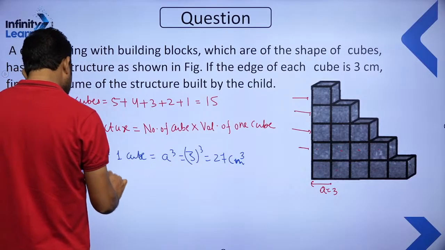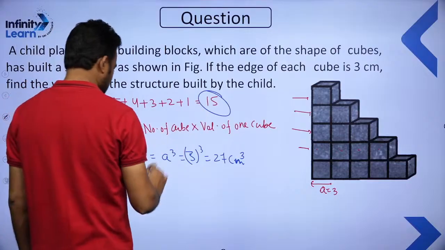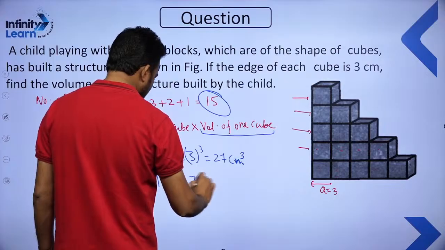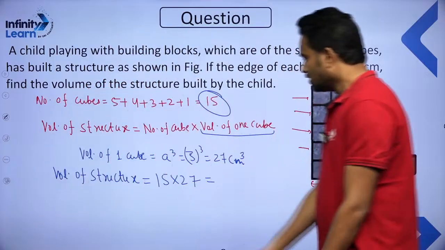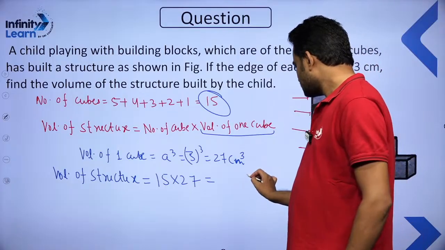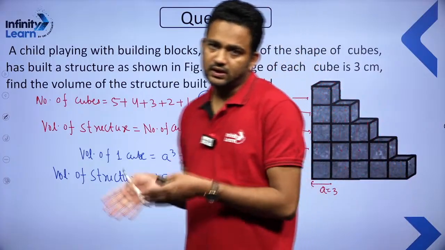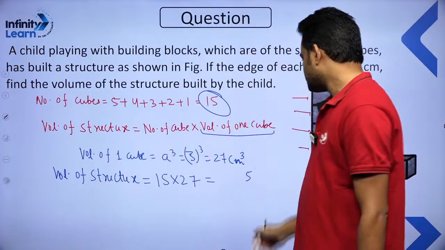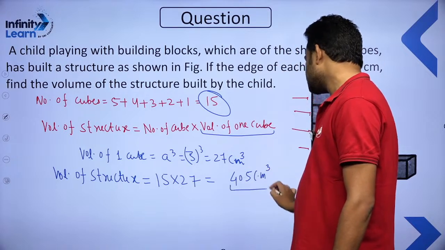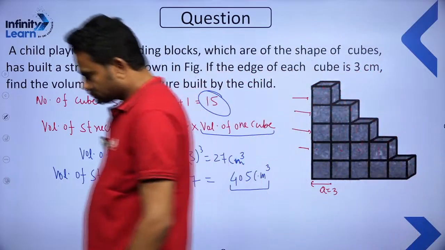So the volume of the structure will be the number of cubes, which is 15, into the volume of one cube, which is 27. So let us multiply this and tell me the right answer. 15 sevens are 105 and 15 twos are 30. 30 plus 10 is 40. So 405 centimeter cube. So this is the final answer. You can check.